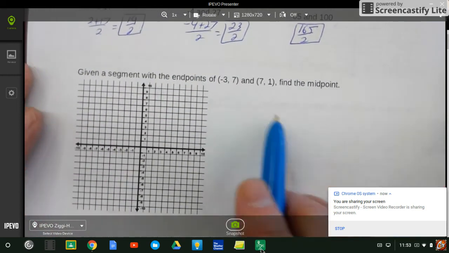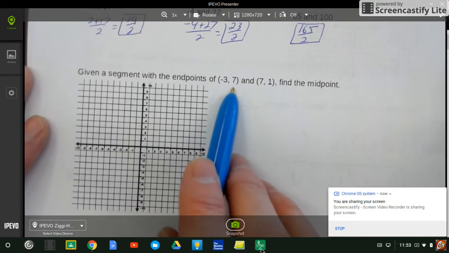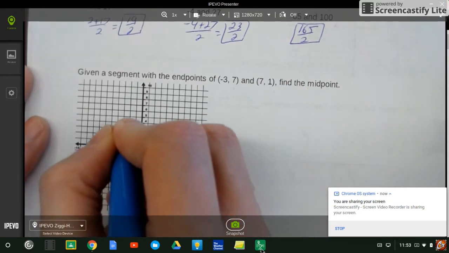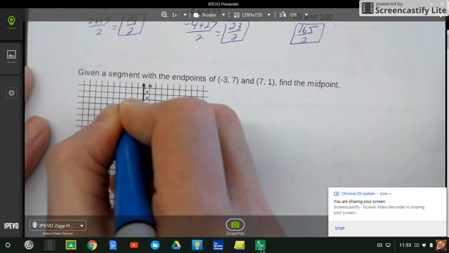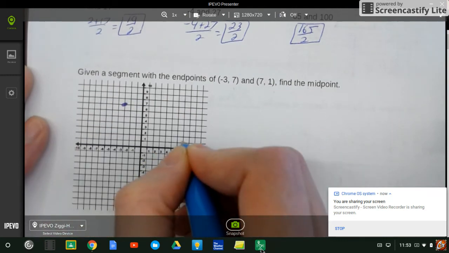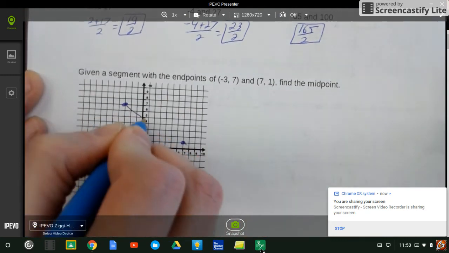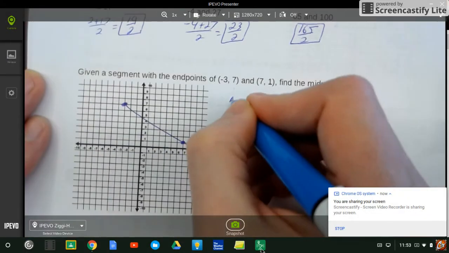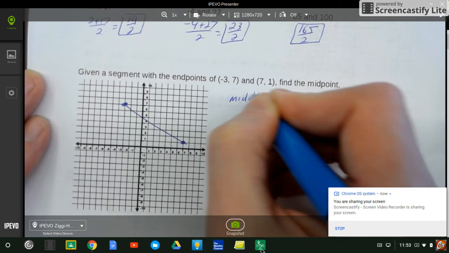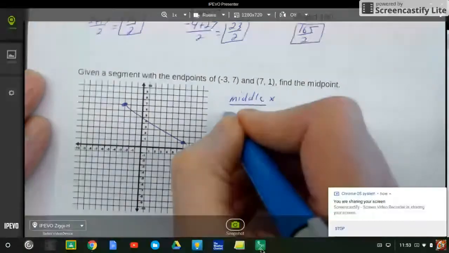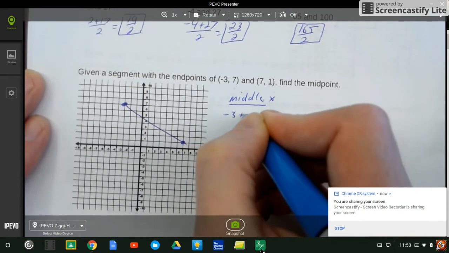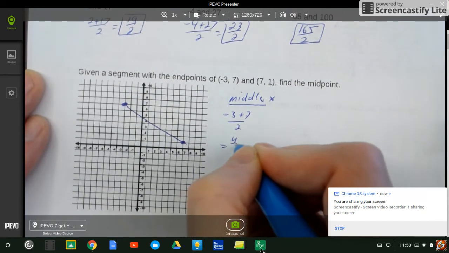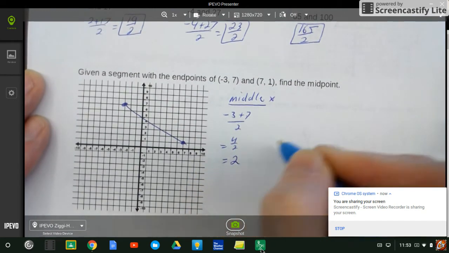When I look at a problem like this, where I want to find the midpoint between the endpoints, here are the endpoints: negative 3, 7, and 7, 1. I want the point that's in the middle of that segment. So I'm going to do the same idea. I'm going to find my middle x. So that's negative 3 plus 7 over 2. Negative 3 and 7 is 4. So that gives me 2.